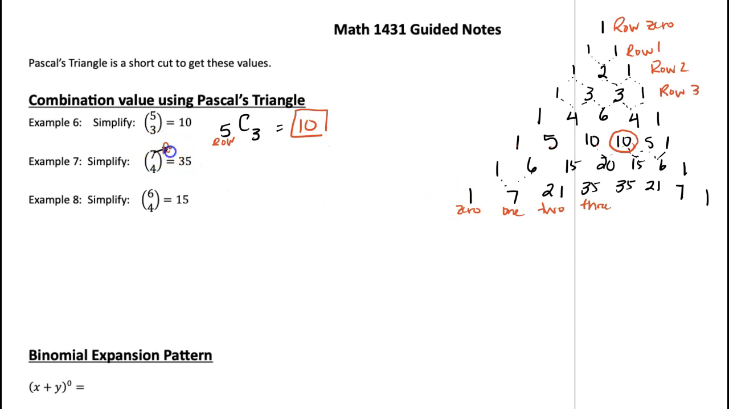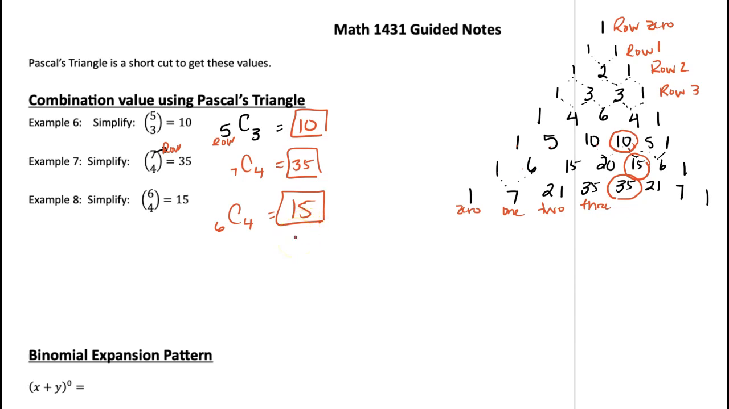Here we want to get to row 7 and the 4th spot. Again, remember you always have to start counting at 0. So row 7 was the row I ended on. Notice the second digit is 7. And I'm going to go over to the 4th position, but remember you have to start with a 0. 0, 1, 2, 3. The 4th position is a 35. And just to confirm, 6 combination 4 will go into the 6th row across and go 0, 1, 2, 3, 4. That would be the 15. So same answers using Pascal's triangle.